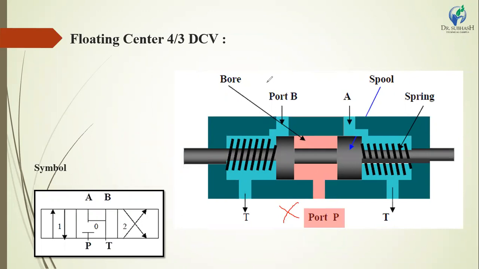The next condition is that the return oil from the hydraulic circuit at port A and port B returns back to the hydraulic tank. Both sides show the return of oil from the hydraulic cylinder back to the hydraulic tank. The mid position symbol is like this: port P is closed, A, B and T are open. This shows hydraulic oil returned from A and B to tank T.